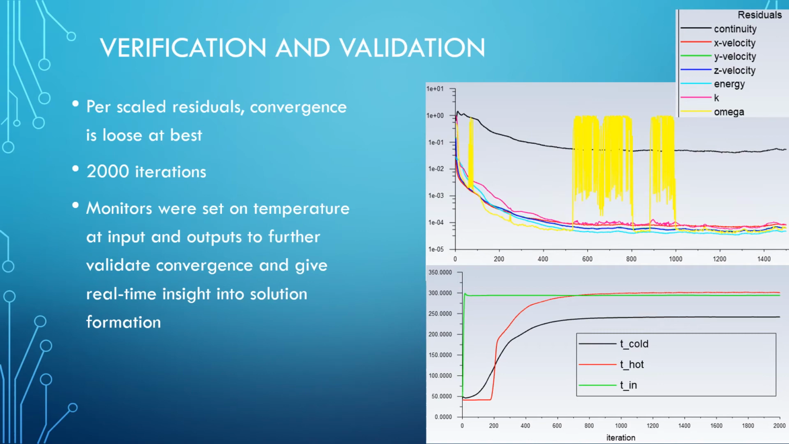Again, the residuals didn't converge very tightly after 2,000 iterations. And as you can see, omega kind of threw a couple tantrums in here. So I set some monitors just to see what was actually happening in the system. And we can see that the hot outlet ends up being the highest temperature in the system, and the inlet ends up being in the middle, and the cold outlet ends up being the coldest.